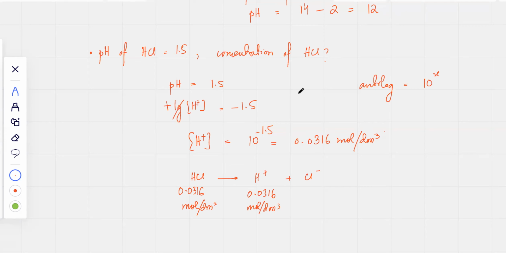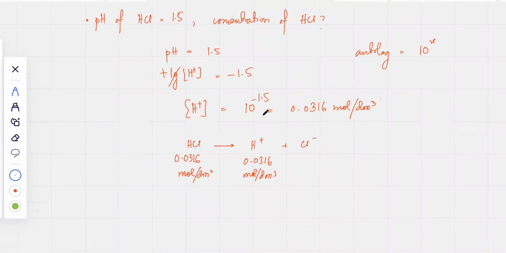So just remember how to do the opposite. Like if pH is given as 1.5, the concentration of H+1 would be 10 power minus 1.5. That's it. If pH is given as 5, the H+1 concentration would be 10 power minus 5. So just remember how you calculate the opposite. And similarly for bases, the pH of NaOH is given as 13, and they're asking you to find the concentration of NaOH.